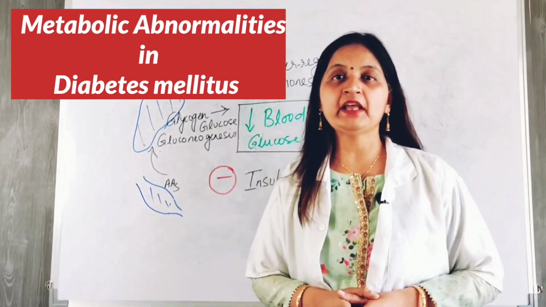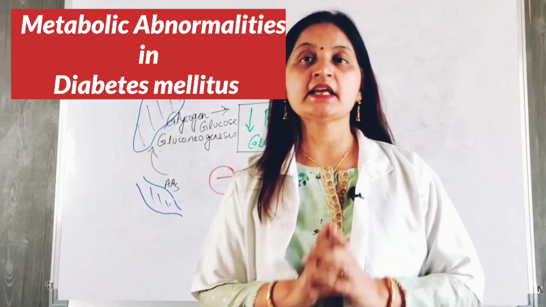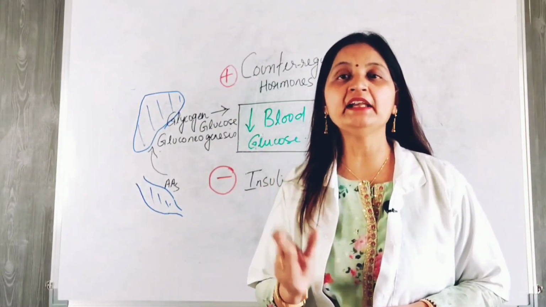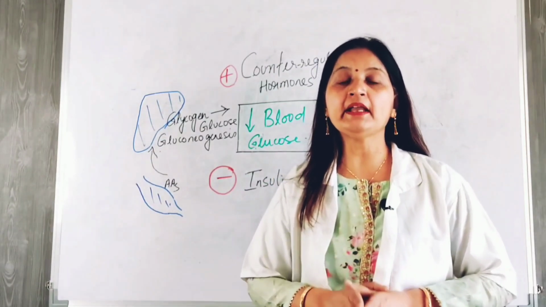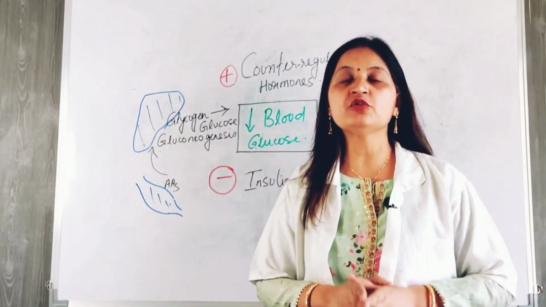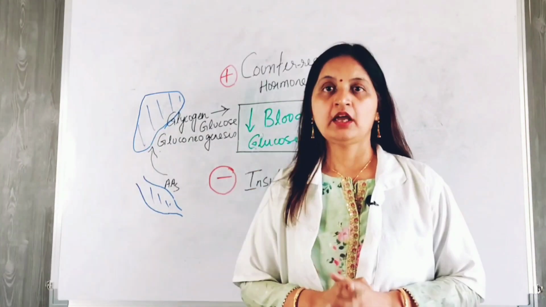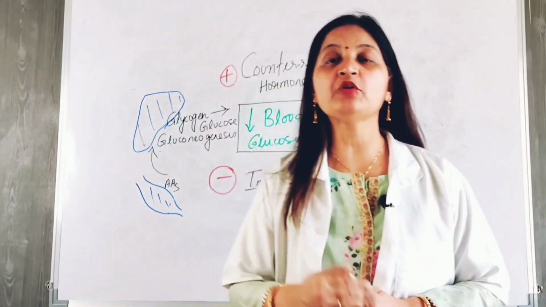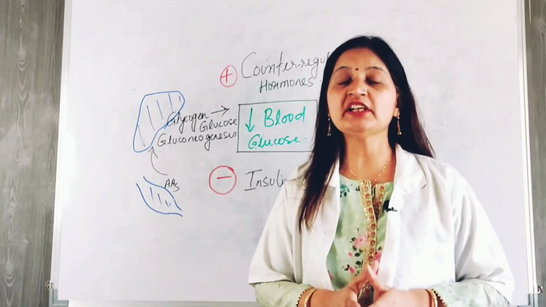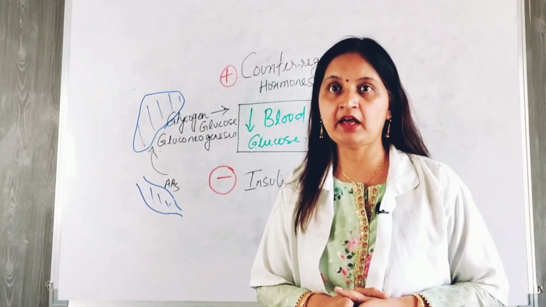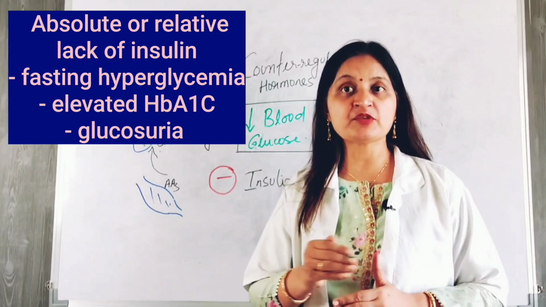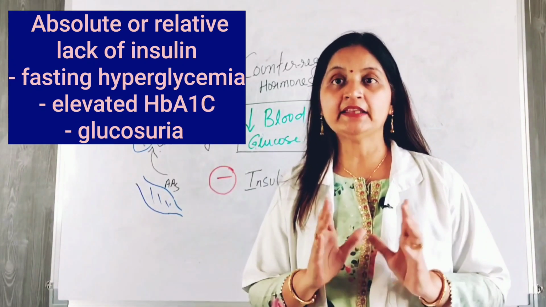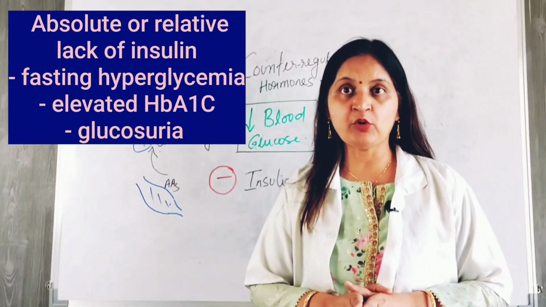Now let's move on to the metabolic effects in diabetes mellitus. Diabetes mellitus occurs due to abnormalities in carbohydrate and lipid metabolism due to impaired insulin secretion or insulin action or both. It is clinically characterized by fasting hyperglycemia and elevated glycosylated hemoglobin. Initially there is postprandial hyperglycemia, but as the insulin secretion becomes more and more compromised, there is fasting hyperglycemia and an elevation in glycosylated hemoglobin.